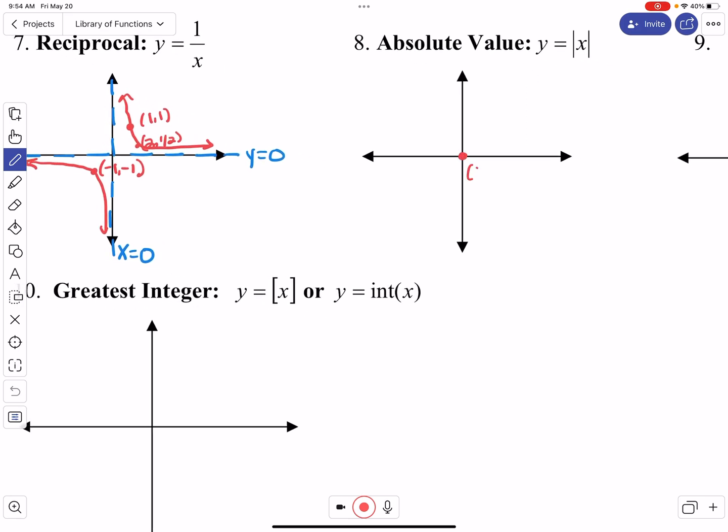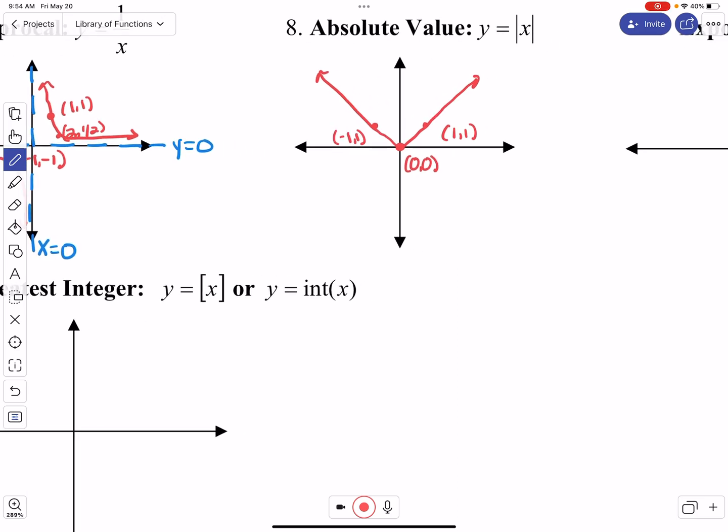We have 0, 0. Again, we have 1, 1. And again, we have -1, +1. So notice how a lot of these use the same points. All right, and this one is shaped like a V. It does come to a point, unlike the square graph or the parabola.